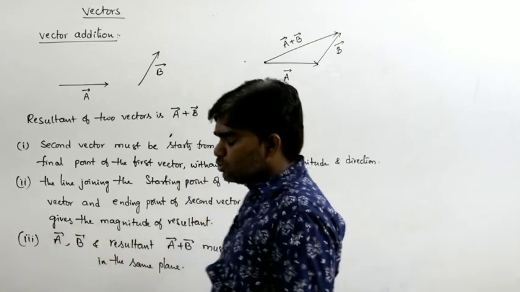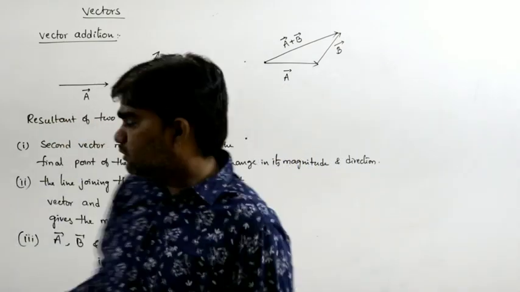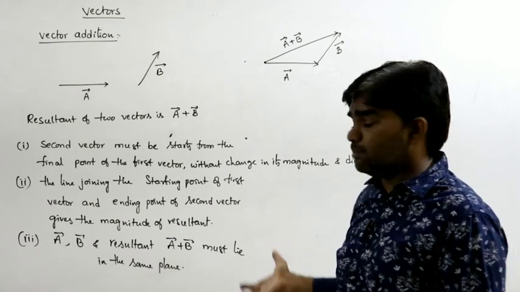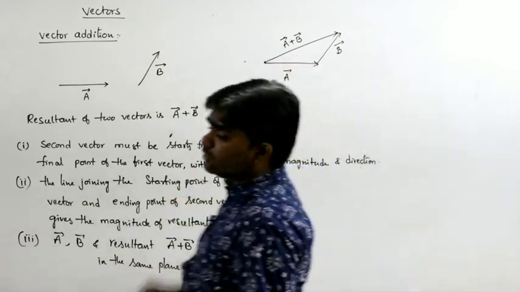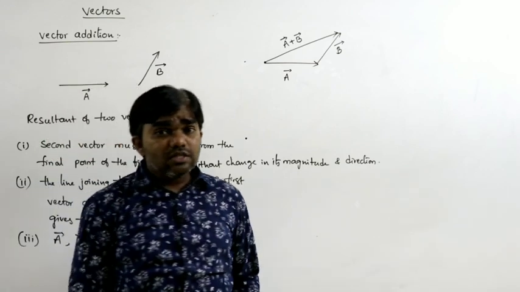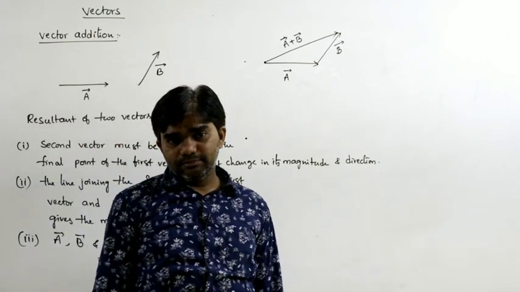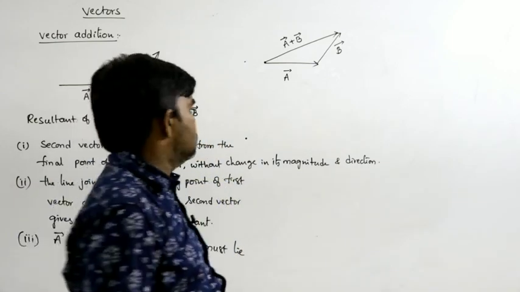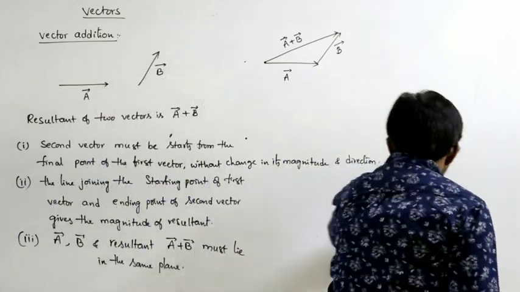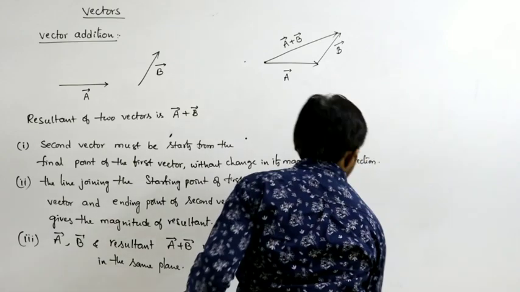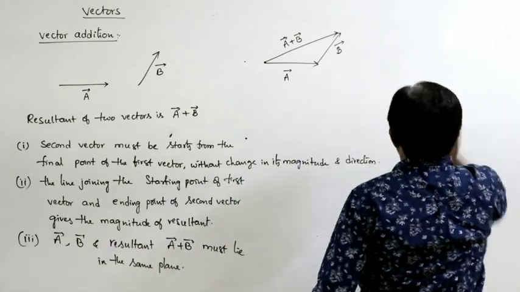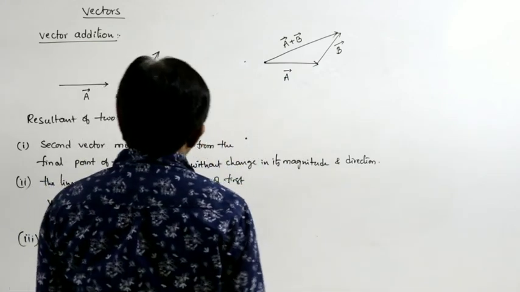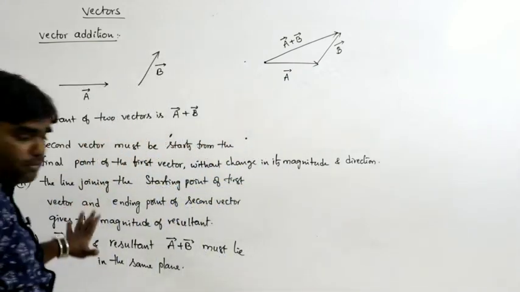So these are the two rules we must follow. And the third one is that all must be in the same plane. Definitely all must be in the same plane. So this is the way to add the vectors, in what method? Graphical method. This is the vector addition. So these are the three rules we must follow.